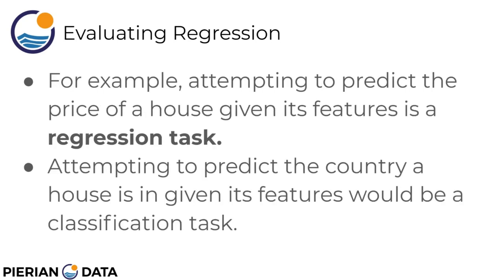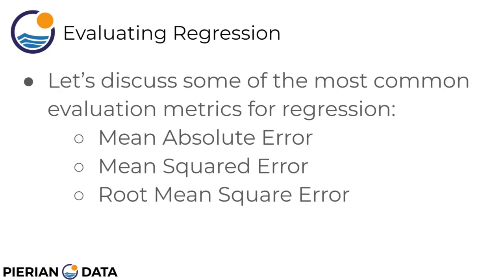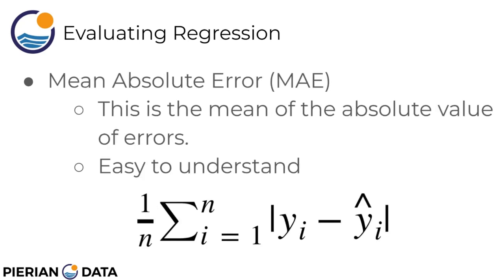For example, imagine we're attempting to predict the price of a house given its features. That would be a regression task. Or attempting to predict the country a house is in given its features, that would be a classification task. And again, we're focused right now on how to evaluate that regression task, where our label is continuous and it's not separate categories. So we're going to discuss the most common evaluation metrics for regression, which are mean absolute error, mean squared error, and then root mean squared error.